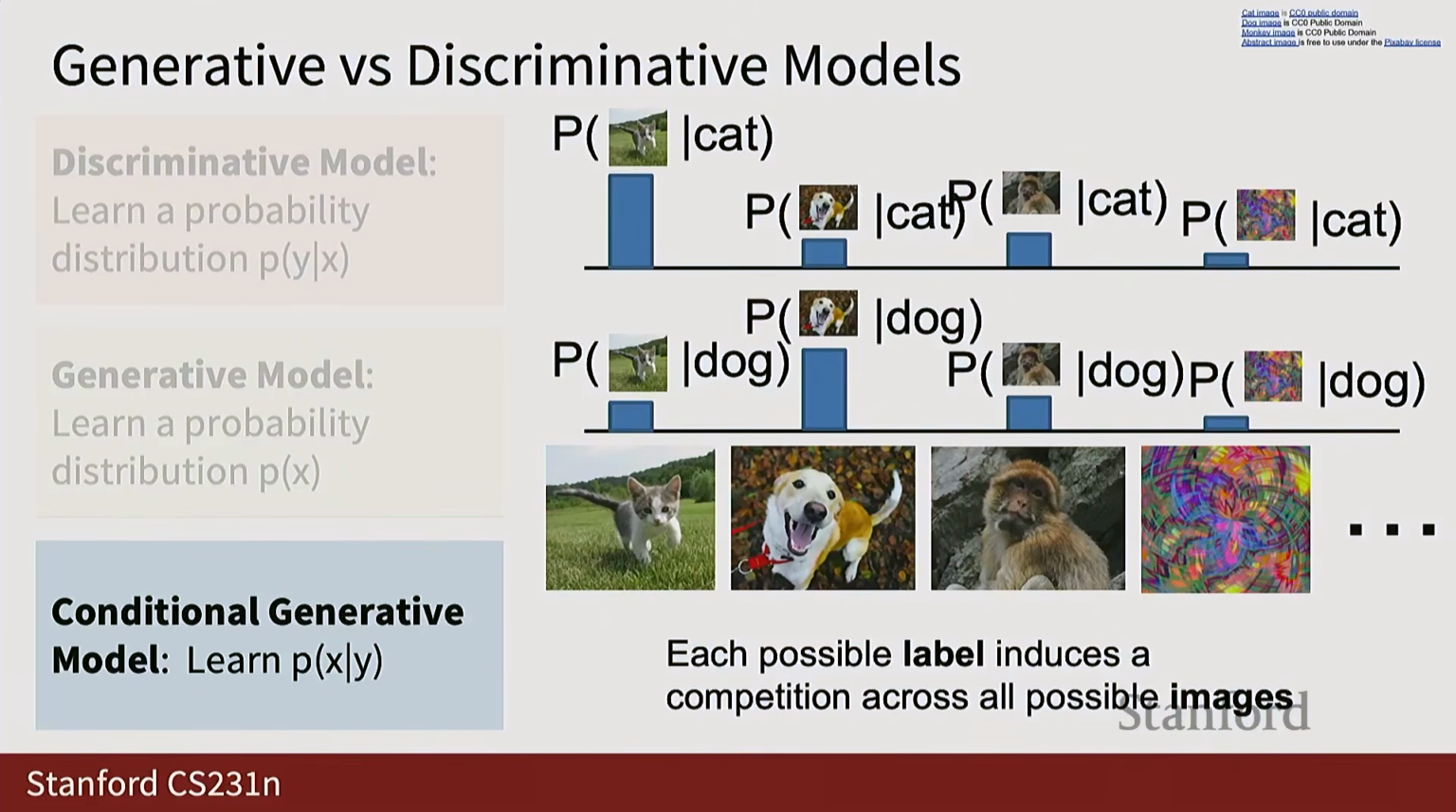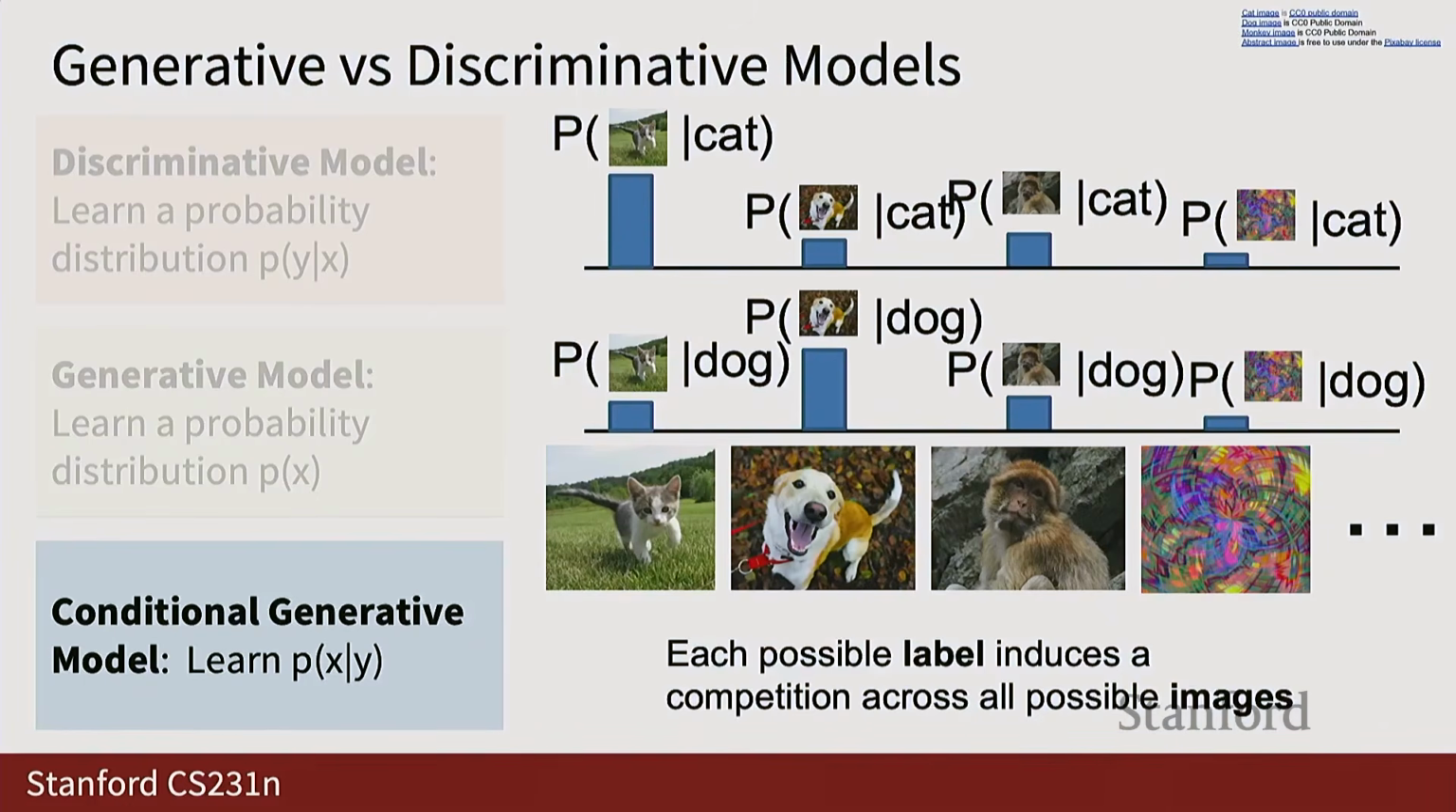So in the top distribution, maybe this is the probability of all these images conditioned on the cat label. Obviously the cat image should be high. Maybe the monkey and the dog image should be somewhat higher because they're still mammals at least, but the abstract art should be very low, maybe even zero. And then there's a different distribution among images if we're conditioning on the dog label.